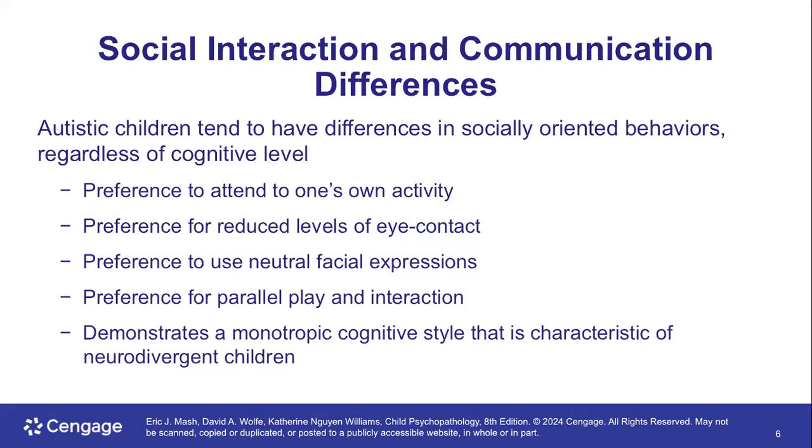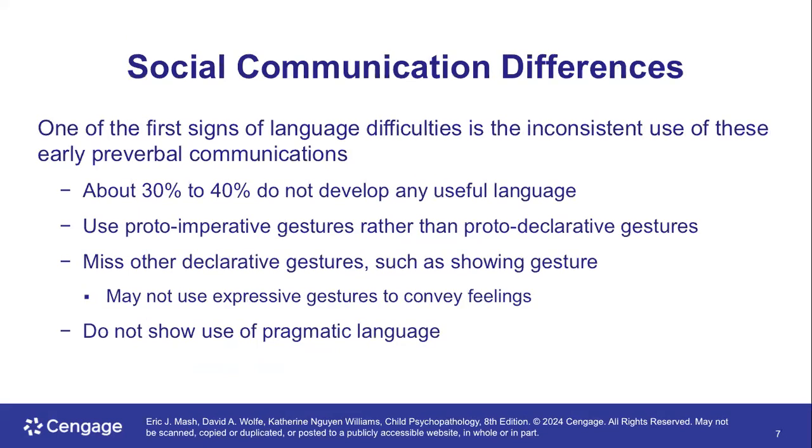Now, parallel play is if you see children, I don't know, at preschool, they could play together or they could play side by side. When we talk about parallel play, there is a preference for playing side by side, but not necessarily with one another. So these are just examples of social and communication differences.